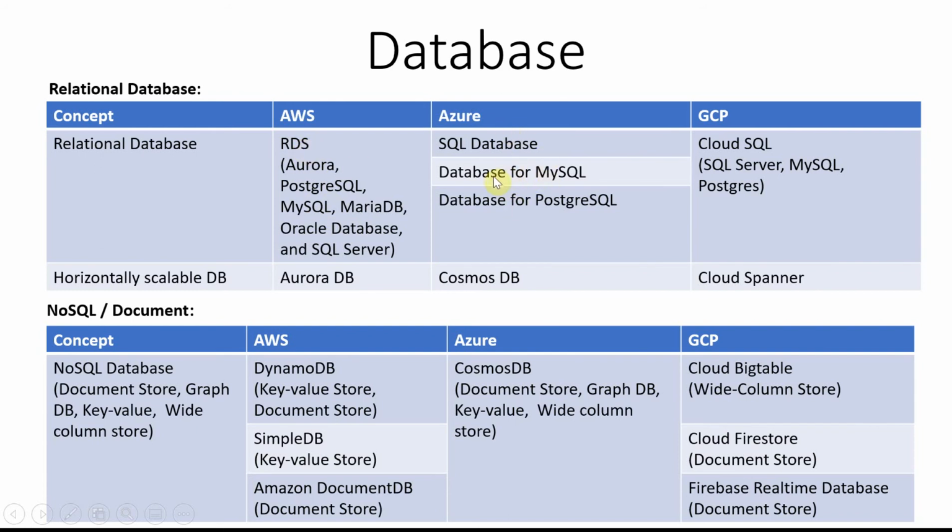And in Azure, it's not just one product like RDS here, but they're split by specific database: SQL Database, which is their own proprietary Microsoft product, SQL Server, and Database for MySQL, and Database for Postgres. So they separated their products for each database, whereas in AWS, RDS is just one. And Google follows the same as AWS.